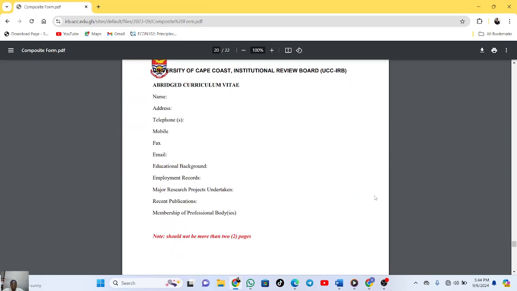Then under the aggregate CV, these are the information that we want. The first one is name. You bring your name, your address, your telephone number, your mobile, fax, or email, educational background, employment records, major research projects, recent publications, membership of professional bodies. Some of them, if you don't have the information, just indicate no publications or no recent publications. And then take note, the CV should not be more than 2 pages.